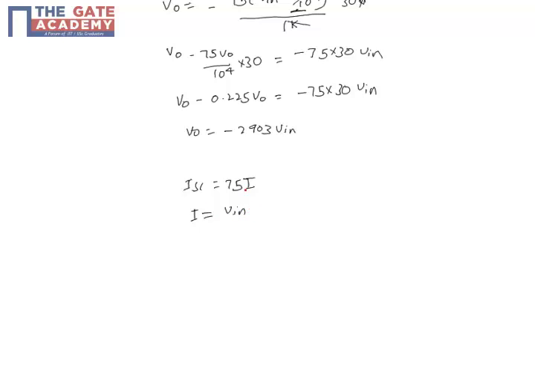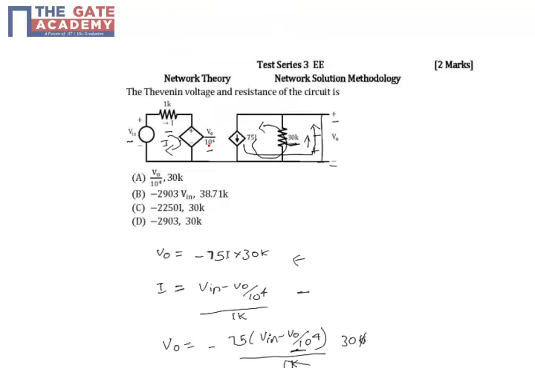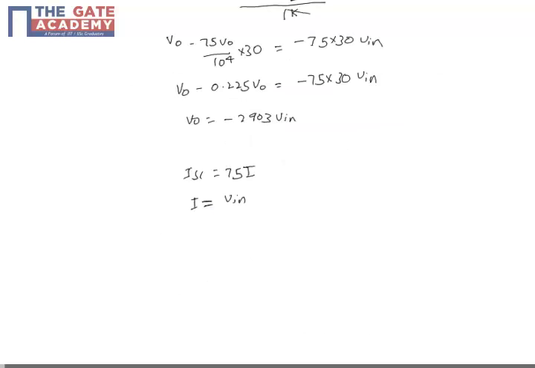Now we have to find I equal to V in minus, see the value that is given here, V0 by 10 power 4. But since we have a short here, V0 will be equal to 0. So this voltage will be equal to a short circuit. So for writing this expression, it is sufficient that we write I equal to V in by 1 kilo. Substituting this in ISC, we get minus 75 by 1 kilo into V.